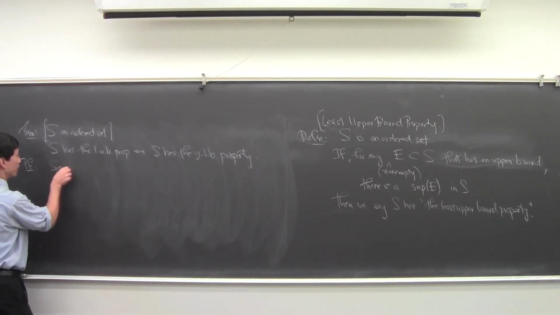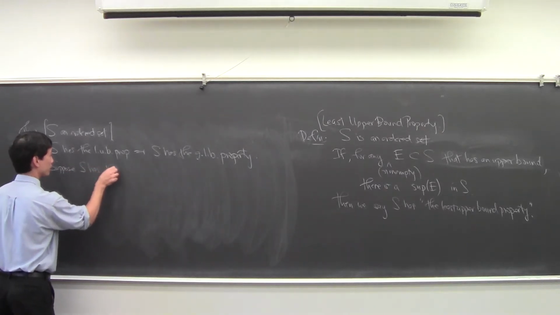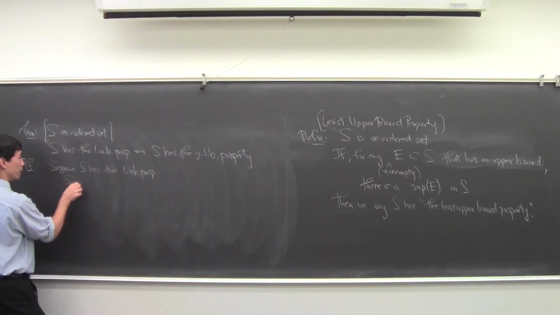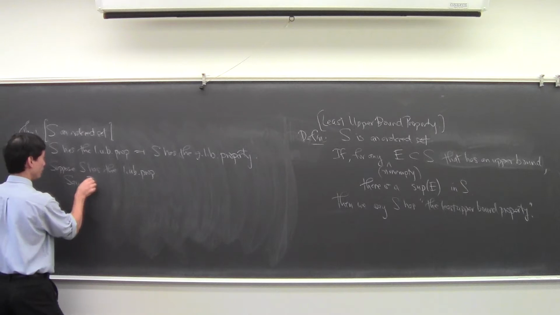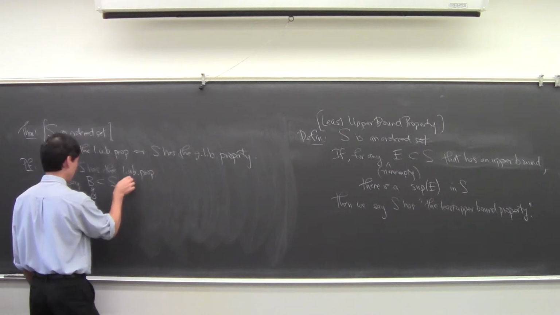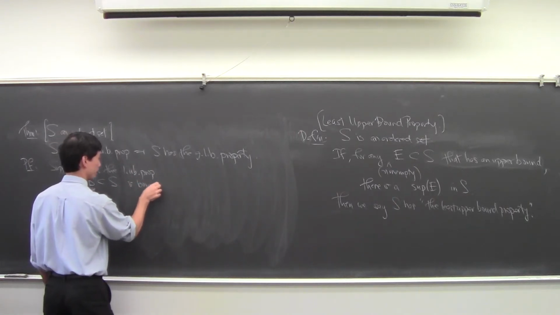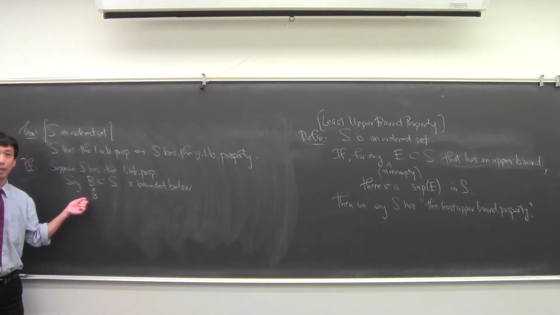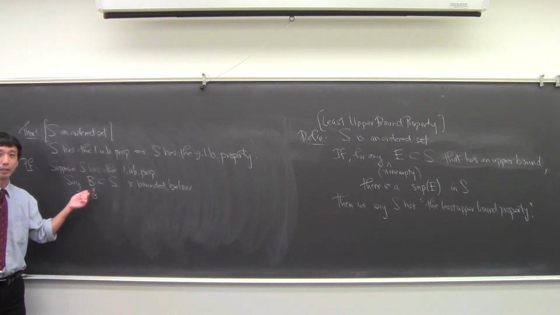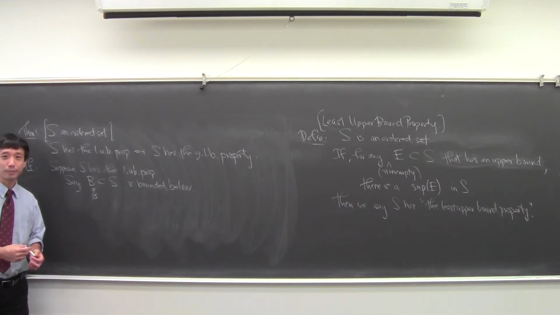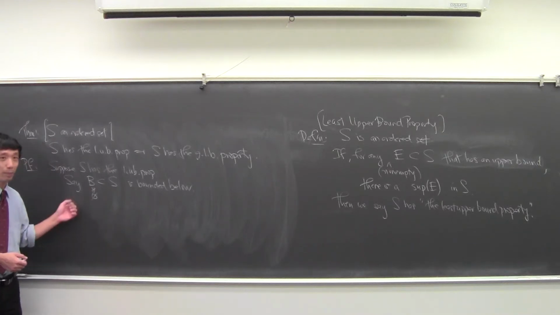Suppose S has the least upper bound property, and say B is a subset of S. It's a non-empty subset of S, and is bounded below. Suppose you have some set that's bounded below, and we want to see that it'll have a greatest lower bound. So suppose it has a lower bound, we want to see that it has a greatest lower bound. Okay. Can anybody tell me the strategy?